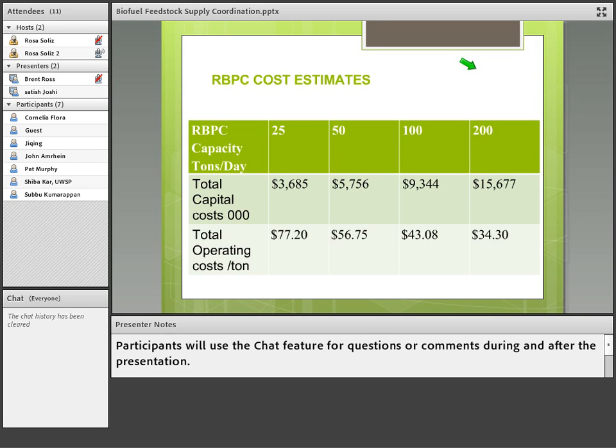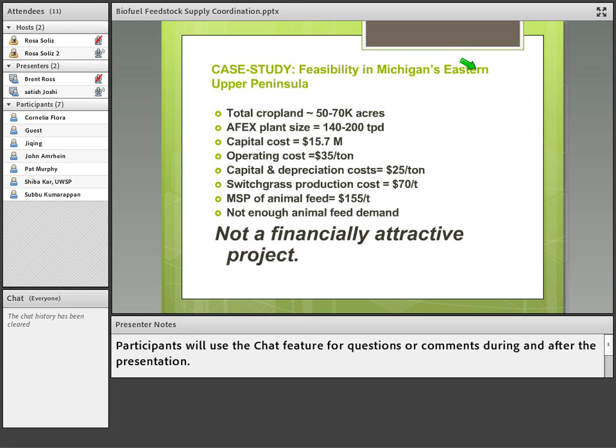And we also developed some simple protocols for doing back of envelope feasibility analysis for different regions. An example would be where we applied that to the eastern UP, which is the Bay Mills Indian community area. We are trying to assess whether an RBPC will be feasible there.